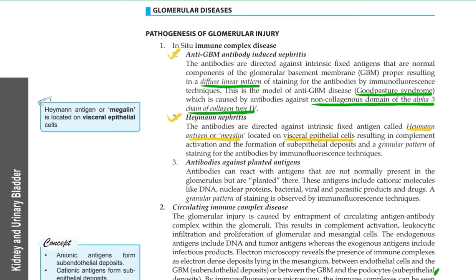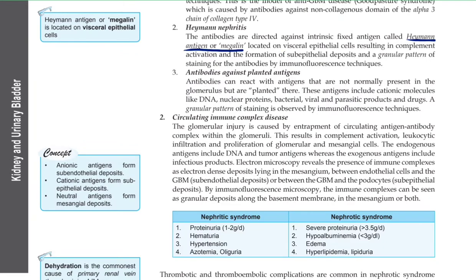Now the third one is antibodies against planted antigens. Antibodies can react with antigens that are not normally present in the glomerulus but are planted there. So these are planted, not normally present but planted there. These antigens include cationic molecules like DNA, nucleoproteins, bacterial, viral and parasitic products, and drugs.